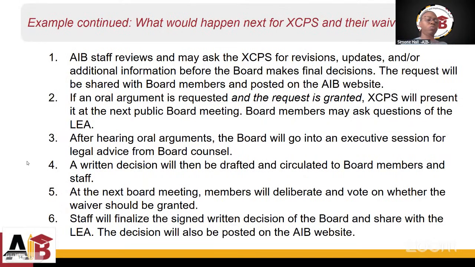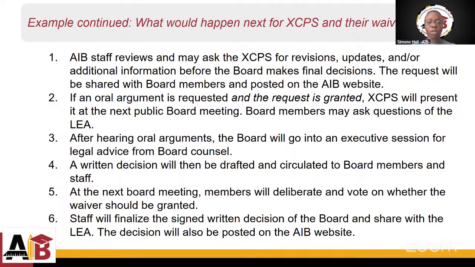Okay, so you gathered the information, held public engagement, and submitted your waiver. Now you may be wondering what's going to happen next. So from there, staff, myself included, will review the request, may ask the district for revisions, updates, or any additional information before the board makes its final decision. The request will be shared with board members as well as posted on the AIB website.